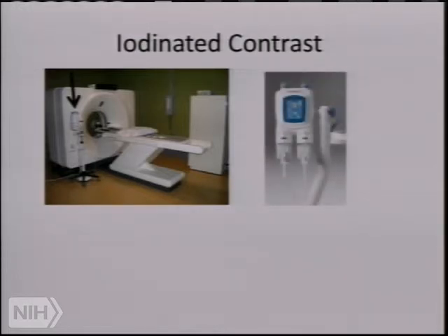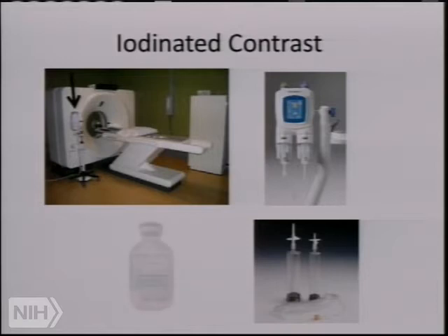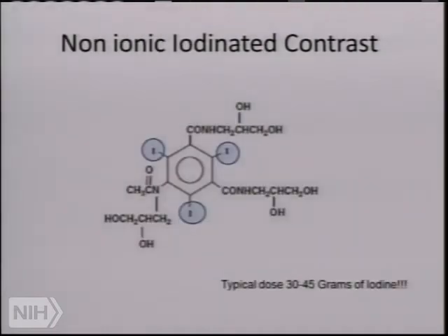So it looks like this. It's got two syringes. One syringe is for the contrast, and the other is for saline that chases the rest of the contrast into the patient. So it's a two-syringe device. And that's just the way it looks. And this is what a bottle of typical non-ionic contrast media, Isovue 300, looks like.